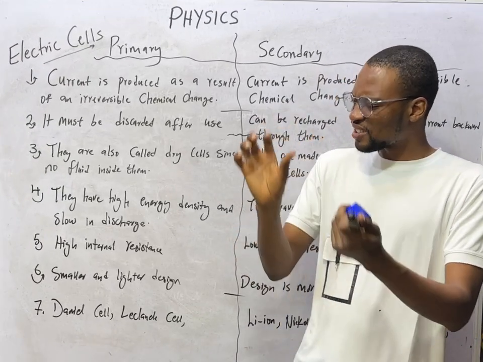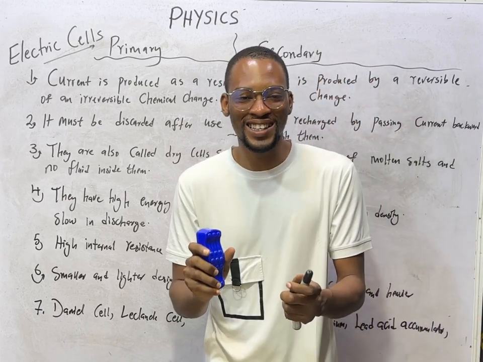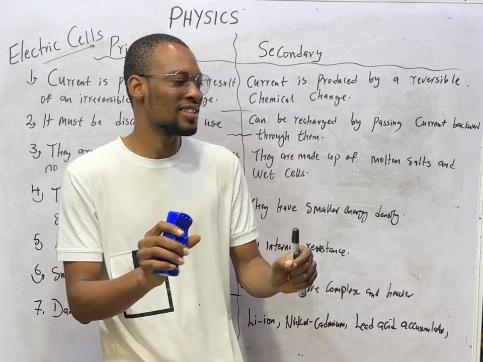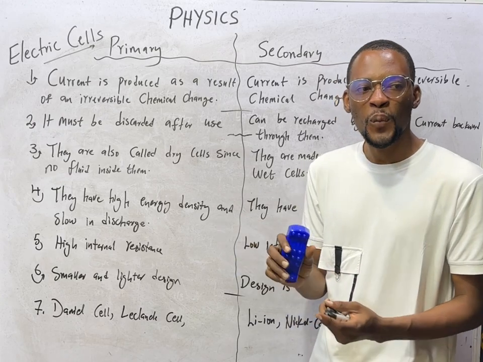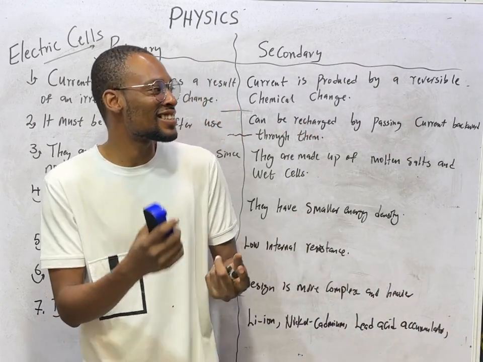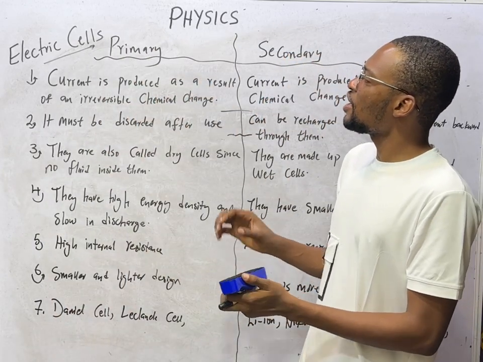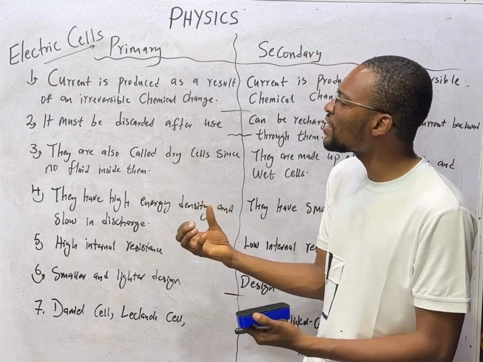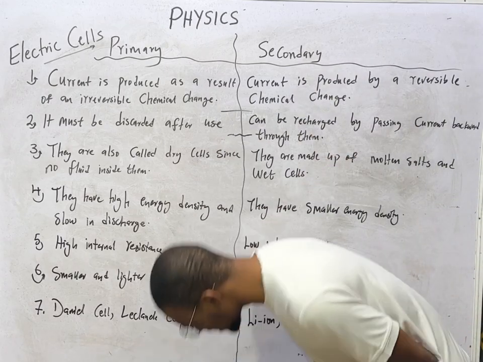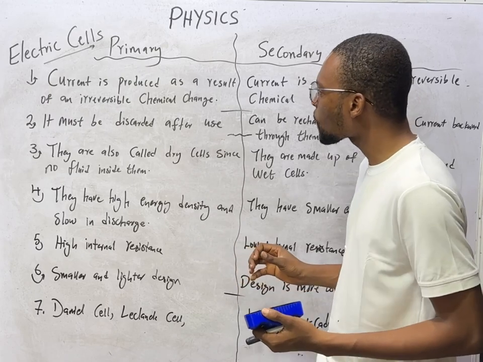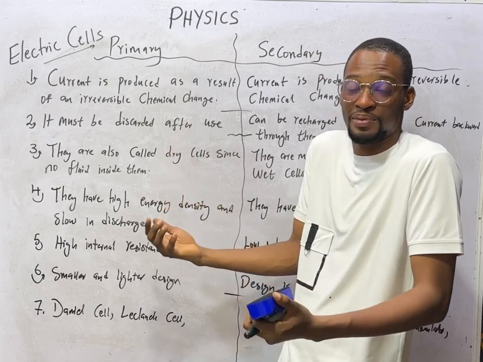Primary and secondary cells. In other words, primary and secondary batteries. What are the discrepancies, the dichotomy between primary and secondary cells? Number one: in primary cells, current is produced as a result of an irreversible chemical change. Irreversible chemical change. I told you that this topic is giving me chemistry vibe.